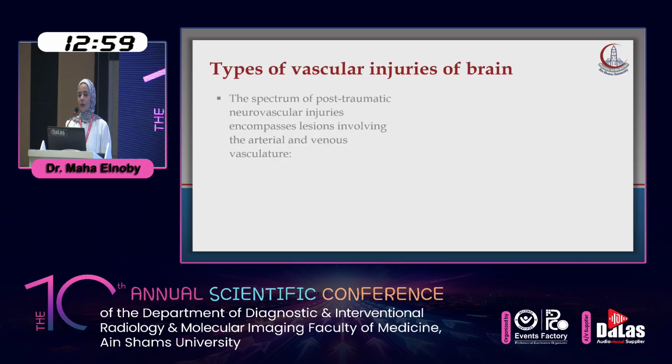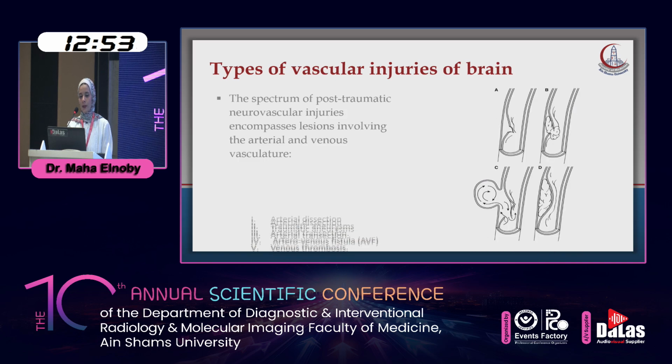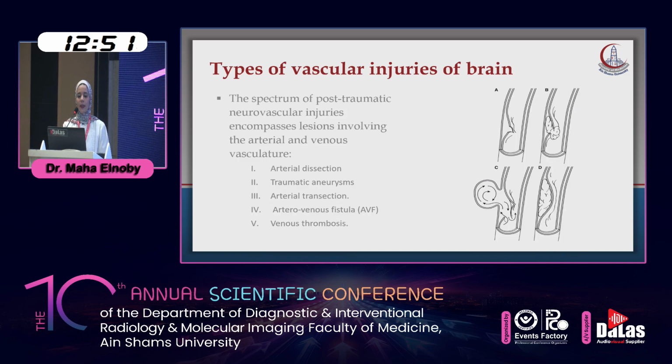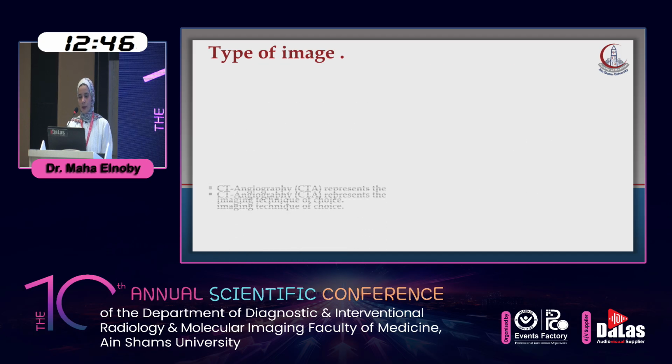What are the types of vascular brain injuries which can be caused by the trauma? The spectrum of post-traumatic injuries can affect both arterial and venous vasculature, like arterial dissection, traumatic aneurysm, arterial transection, arteriovenous fistula, and venous thrombosis. But what is the best type of image?